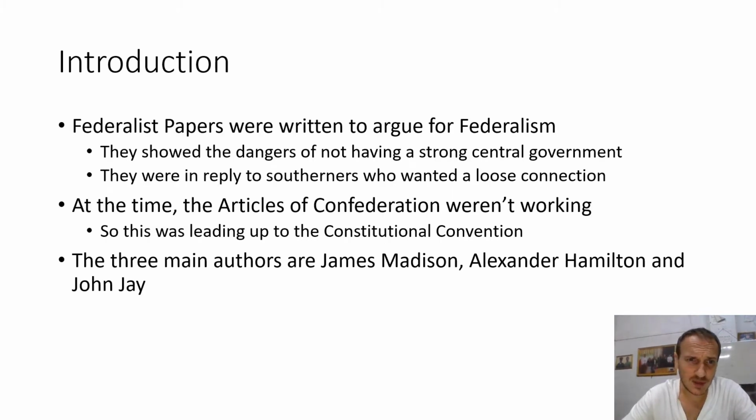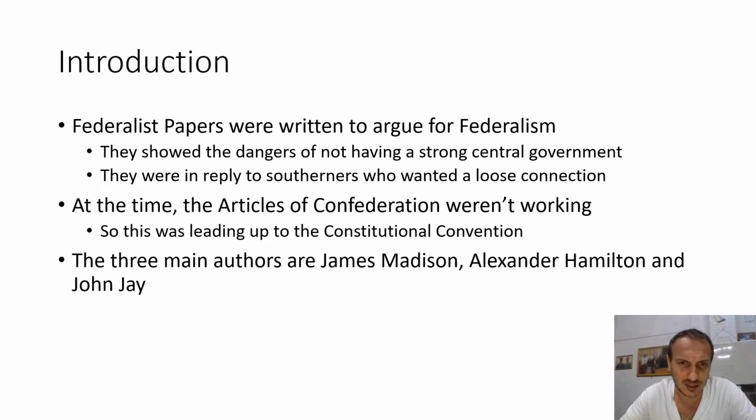Just a quick overview. The Federalist Papers were written to argue for federalism. They showed the dangers of not having a strong central government, and they were in reply to the Southerners who wanted a loose connection. At the time of the Federalist Papers, the country was controlled by the Articles of Confederation, but these weren't working very well. It made it difficult to have an army for defense, it made it difficult to trade between the states, and it made it difficult to make money because every one of those 13 colonies was independent.